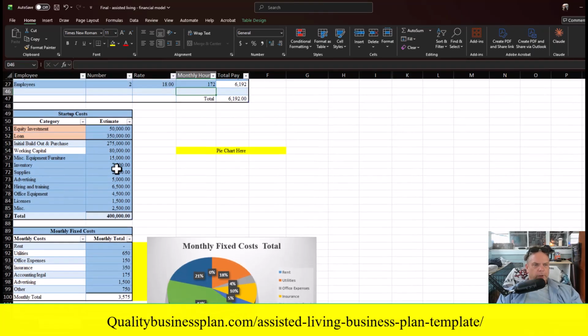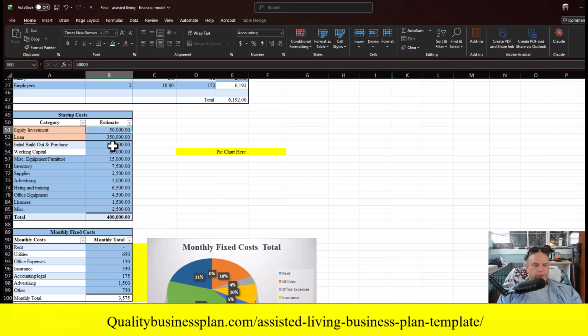All right, next is going to be your startup cost. The first two lines for your startup cost are how much you are going to use to get the party started, to get your business going. Equity investment, for this example, I'm saying you're coming out of pocket for $50,000. And then for the loan, I am saying you're going to be borrowing $350,000. We have a total of $400,000 right here. These two lines must equal this line right here.